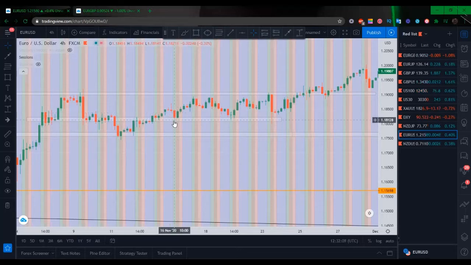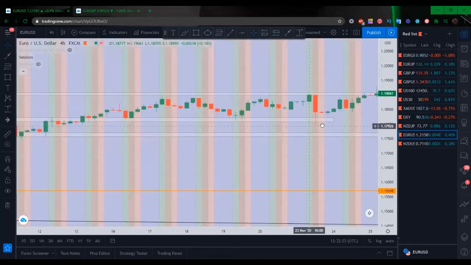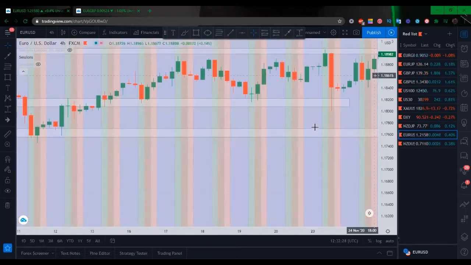Okay, this is it right here. This is another one right here. This is another one right here. You can realize that in the Asian session, we just had our consolidation. You can see that more of our consolidation happened within the Asian session.